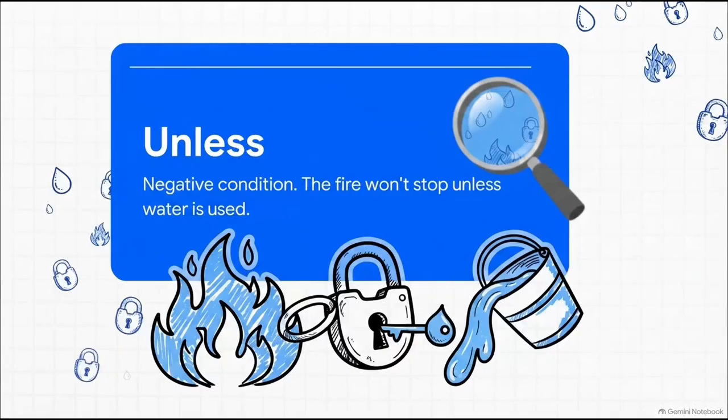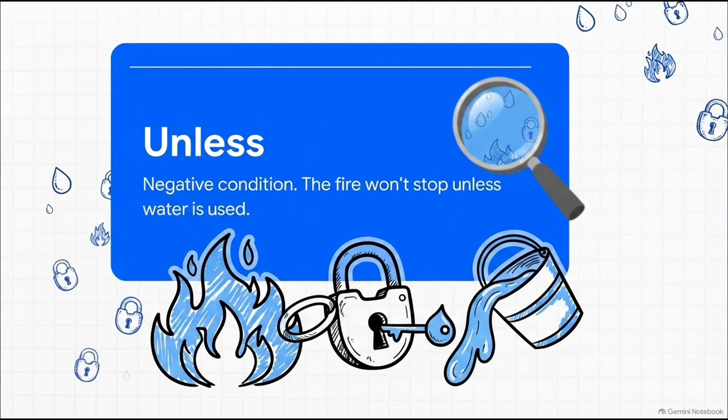Now, I really want to focus on a very specific tool, unless. I like to think of this one as a grammatical lock. It establishes a strict, entirely non-negotiable requirement. In the phrase, the fire won't stop unless water is used, that word unless tells the reader that this specific condition absolutely must be met to change the outcome.